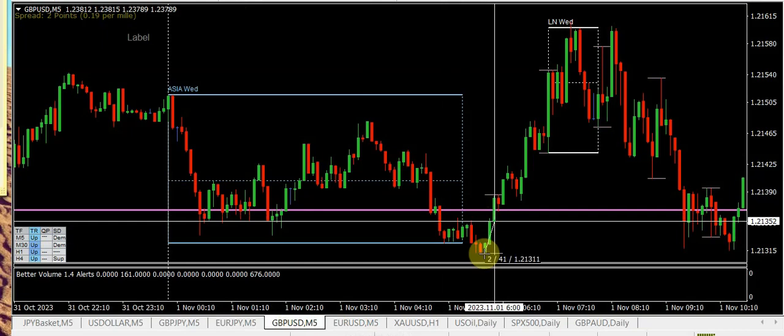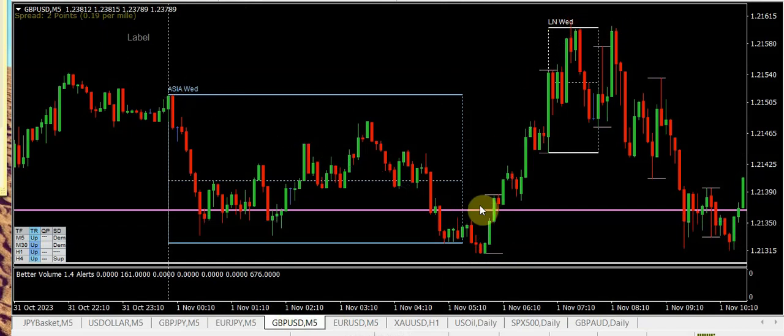You know, it's less than 10 pips, and you're going to be targeting Asian highs. So it's like a 1.5 to 1. Ends up going 2 to 1, but that's a decent trade.